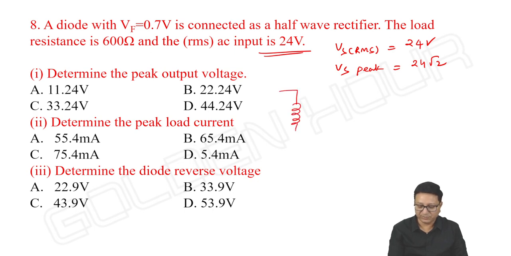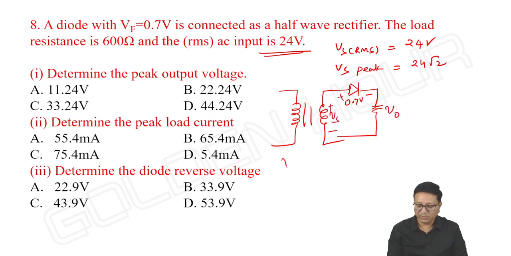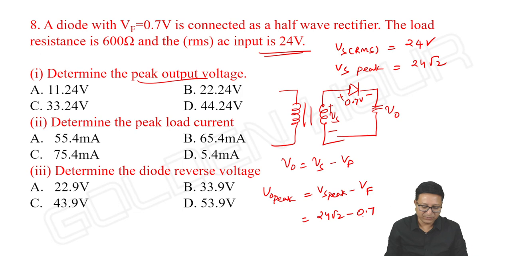If you take the half wave rectifier, with the diode forward voltage of 0.7 volts and the secondary, V output is equal to V secondary minus the diode forward voltage. So the output peak amplitude they are asking is V secondary peak minus Vf, the diode forward voltage. It is 24 root 2 minus 0.7. 24 into root 2, that is 1.414, so 14 fours 56, approximately. 5, 14 to 28 plus 5, 33. 33 point something. So here option C might be correct.